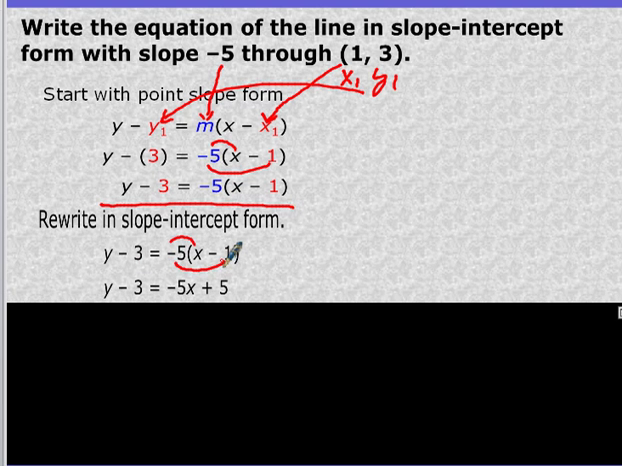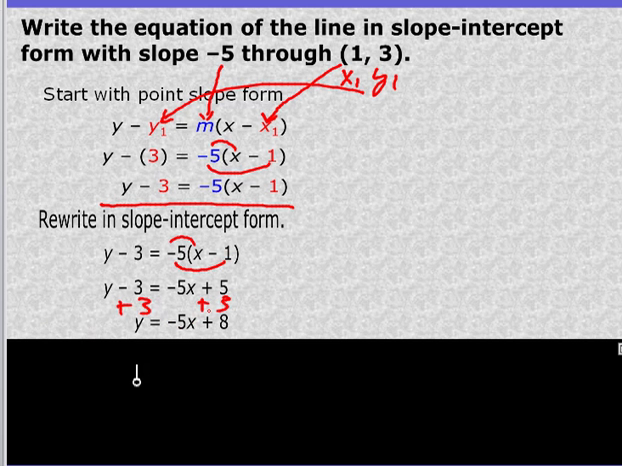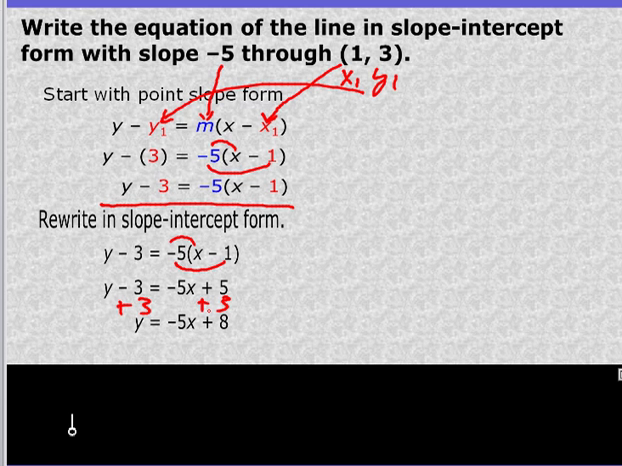Distribute our negative 5. So negative 5 times negative 1 is a plus 5. And now all we have to do is add our 3. So this is an easy way to rewrite into slope-intercept form with a slope and a point, as opposed to having to plug things in yourself. So the final slope-intercept form is y equals negative 5x plus 8.